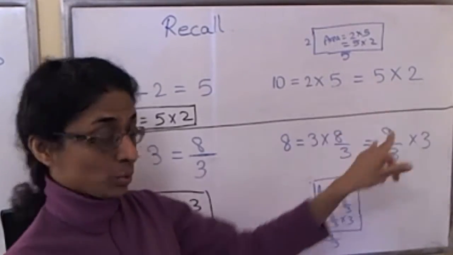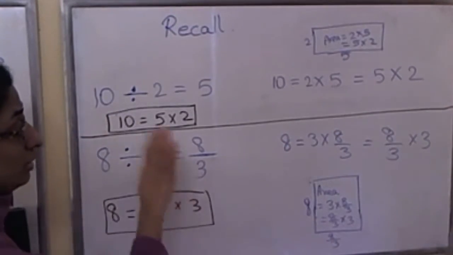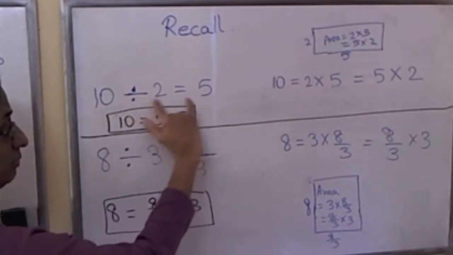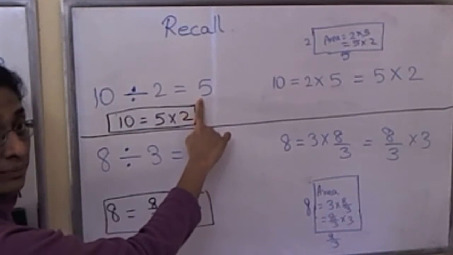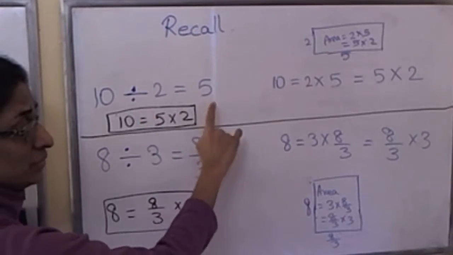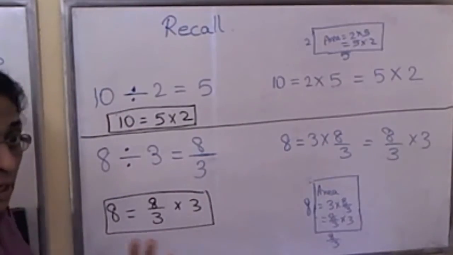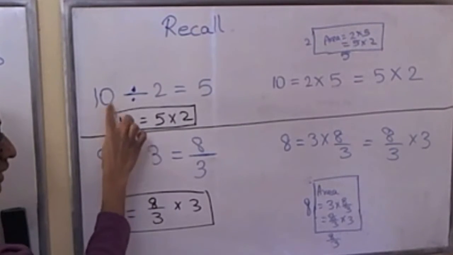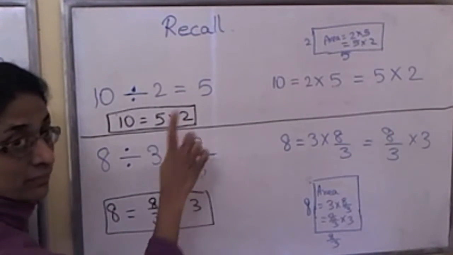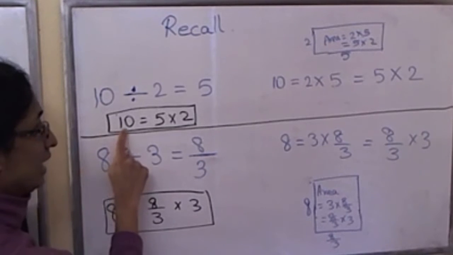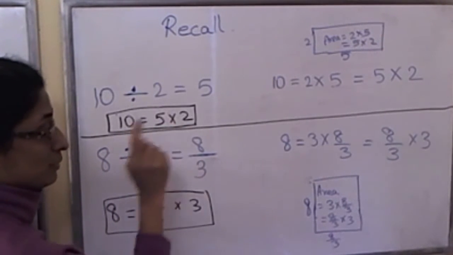So the conclusion of this is 10 divided by 2 equals 5 can be thought of as 2 different multiplicative statements, but for our purposes, let's focus on this. 10 divided by 2 equals 5 conveys the same information as 10 equals 5 times 2.